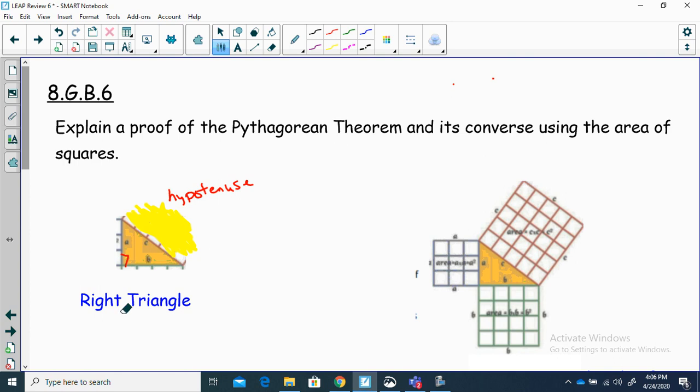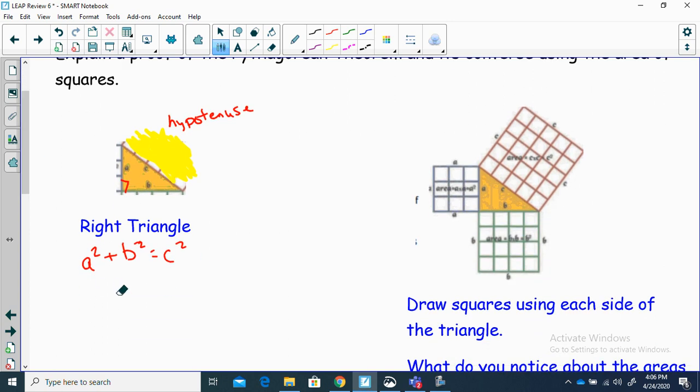So if we're doing the Pythagorean theorem, which says a squared plus b squared is equal to c squared, c is the hypotenuse. It's across from the right angle. It doesn't matter which sides A and B go on so long as they're not the hypotenuse. This is what we're going to be showing you, how we know this works.